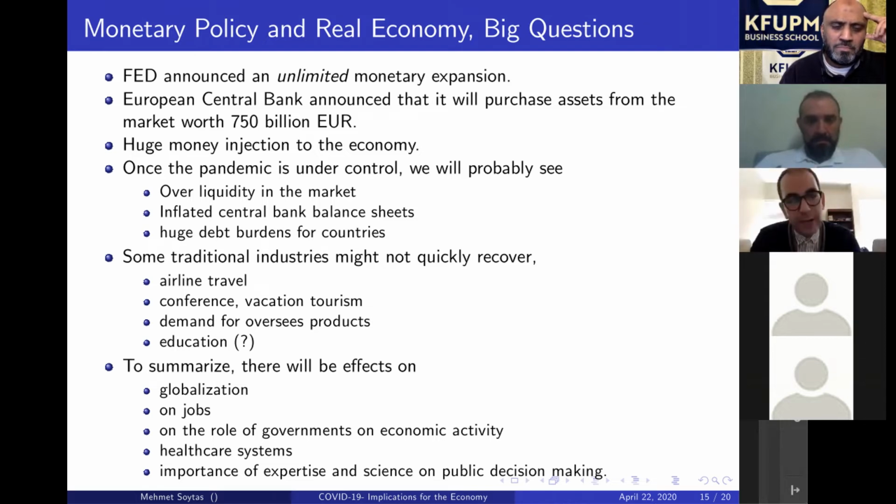Okay, on jobs, definitely. I'm going to mention that in the next slide a little bit more deeply. Jobs definitely will see losses. We will recover some of them, but there will be fundamental changes also needed to recover after the pandemic. Okay? And the other thing is the role of governments in economic activity.